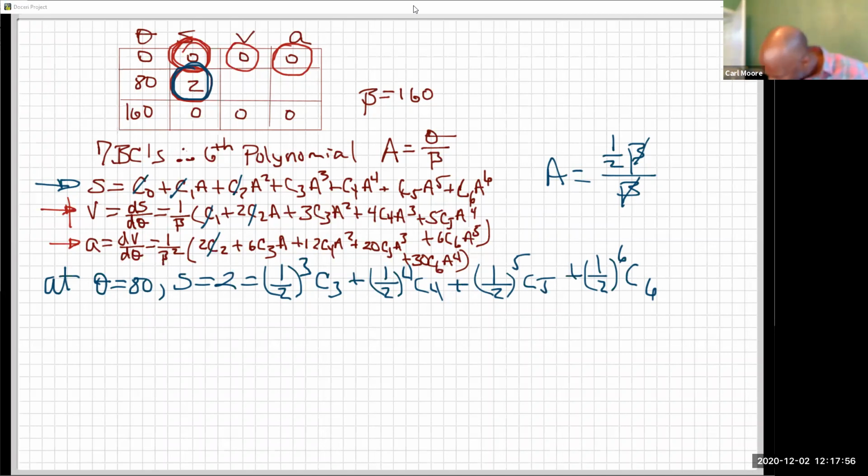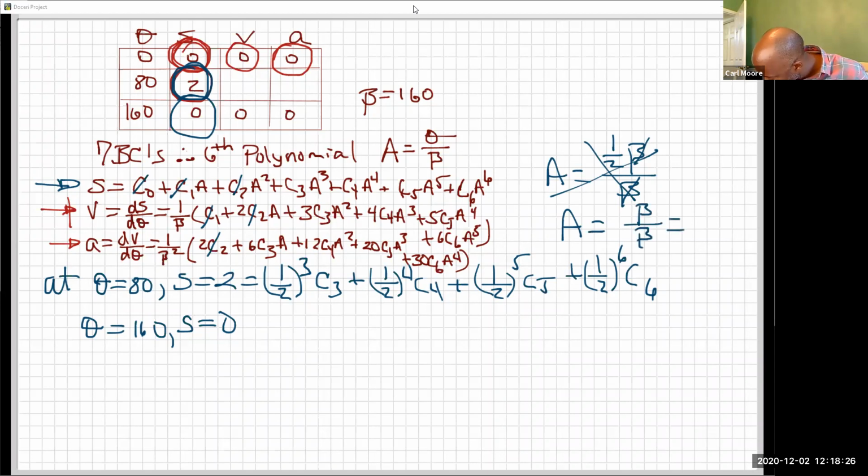Next thing I want to look at is at theta equal 160. And I'm looking at this position here. Then at that point, I know that S is equal to 0. Now, when theta is equal to 160, that means that theta is equal to beta. And so now my A is equal to theta over beta, but theta is equal to 160, which is beta. So now I have beta over beta for A. And that means that my A is equal to 1. Okay.